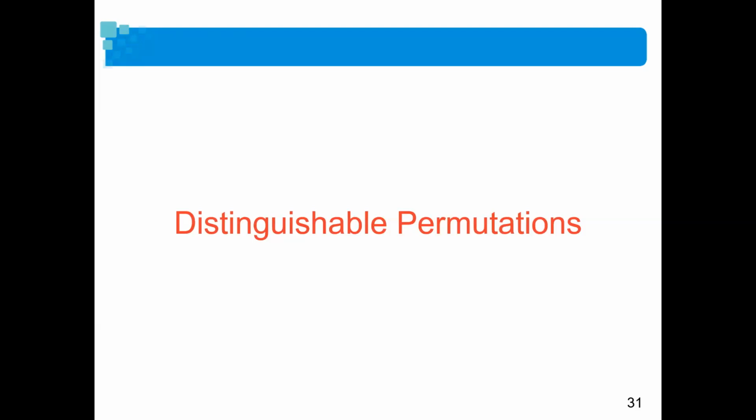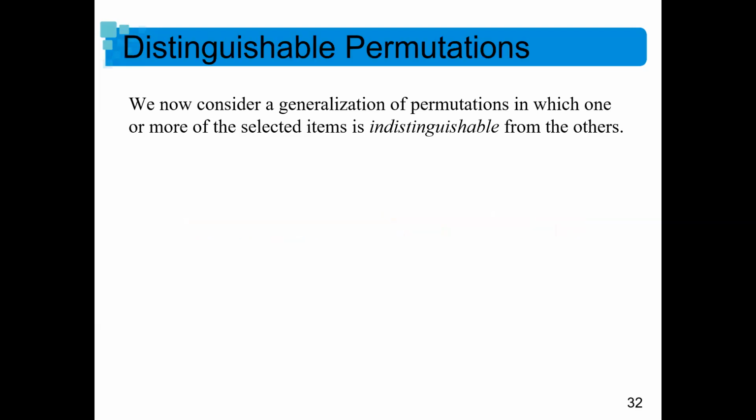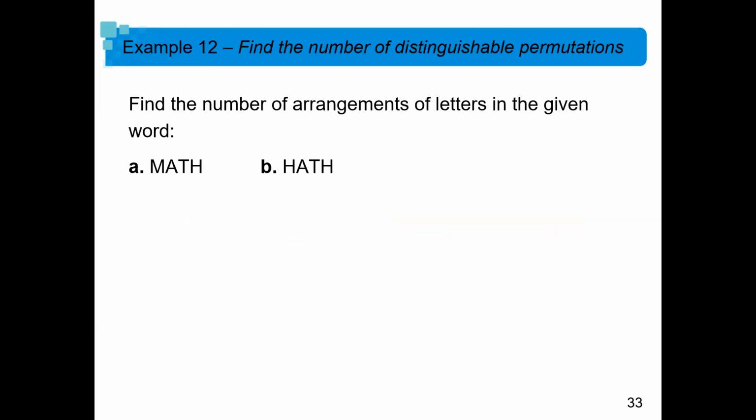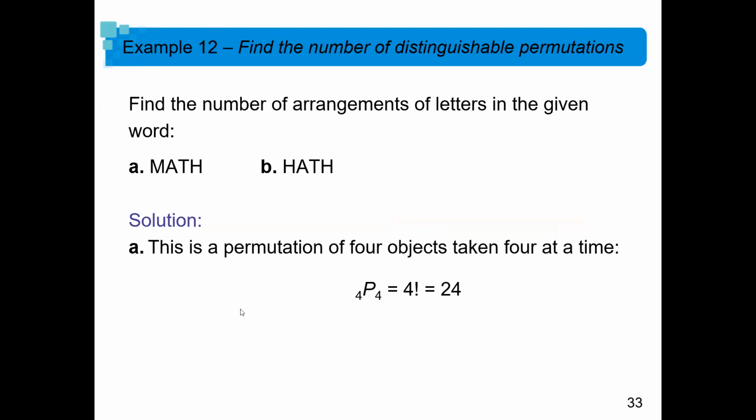Distinguishable permutations. We now consider a generalization of permutations in which one or more of the selected items is indistinguishable from the others. So what is this? Find the number of arrangements of letters in the given words: MATH and HATH. Solution. This is a permutation of four objects taken four at a time. True, that's correct.